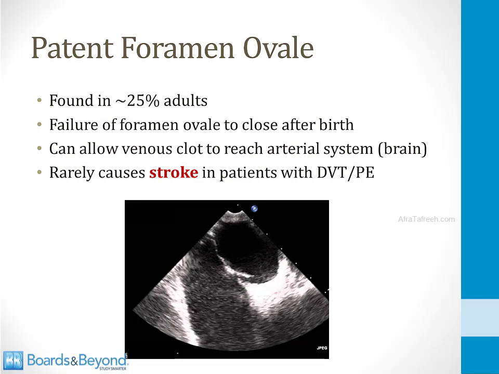Shown on the screen is an echocardiogram image of a patent foramen ovale. This is the right atrium on the left side of the image. This is the left atrium over here. You can see that there's a flap of tissue and a space through which blood can pass. This space is the patent foramen ovale, and it can potentially allow a clot, which is in the venous side of the body, to cross over to the arterial side.